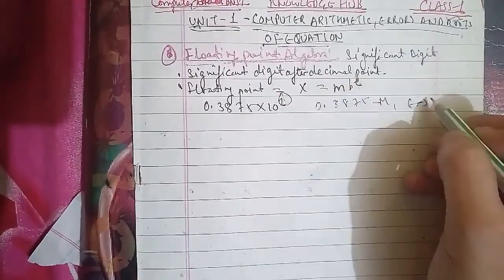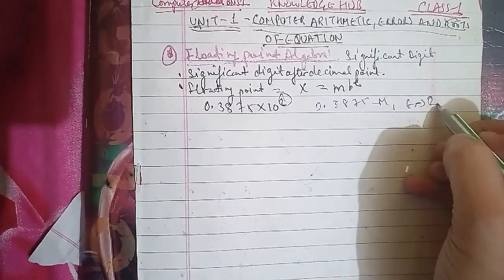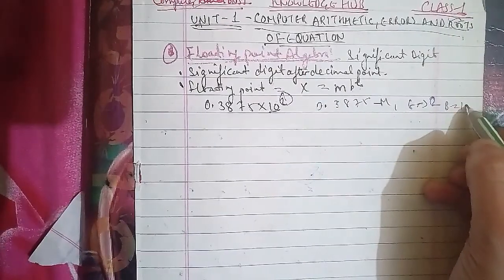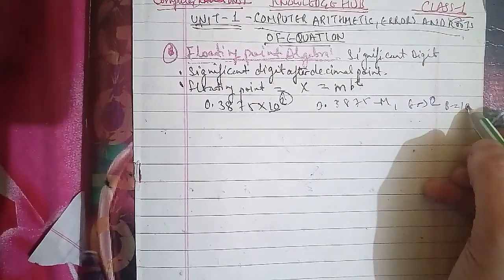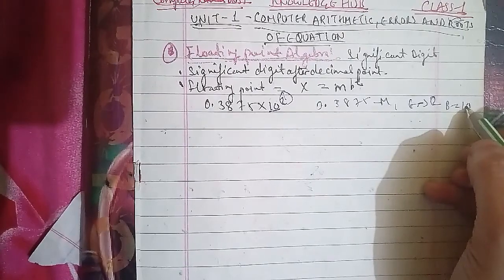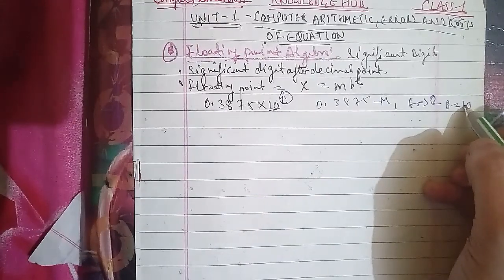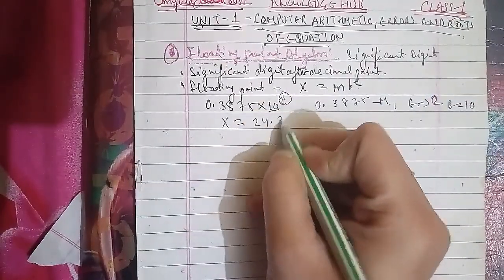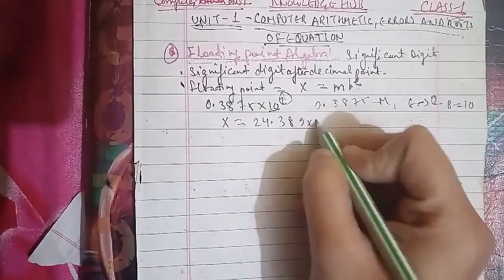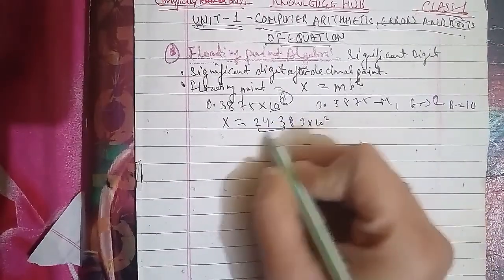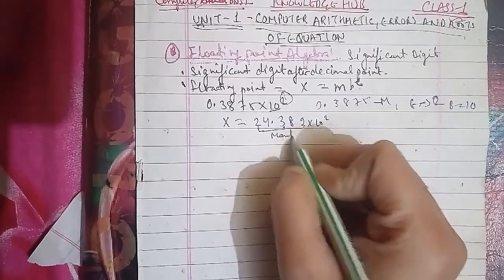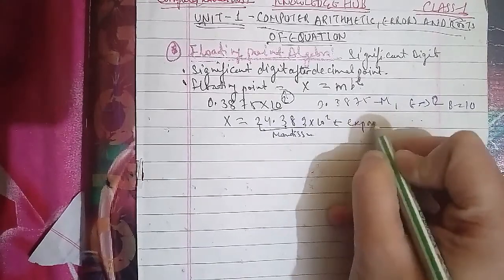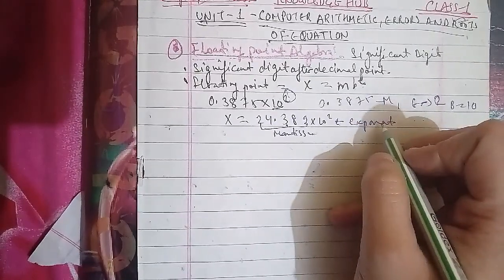Let's consider another number, x = 24.389 × 10^2. Here this is the mantissa, and this is the exponent. This number can be stored in memory as 389e2, where e stands for the exponent. For a normalized floating point number, write down the conditions here.